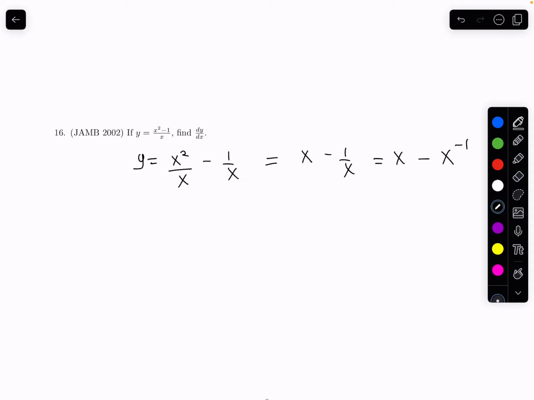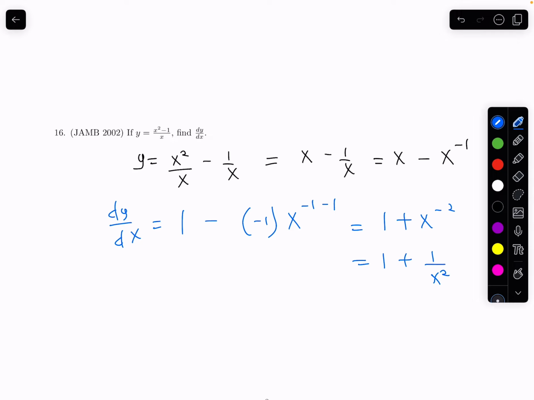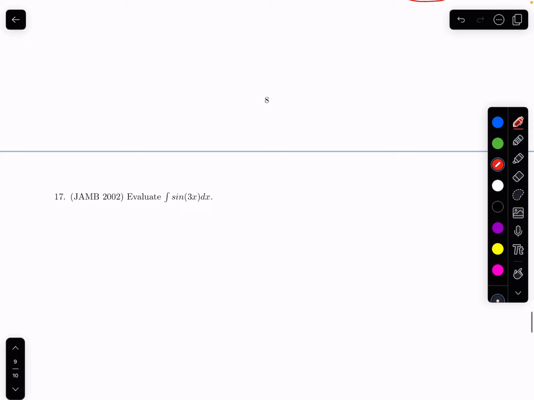So dy/dx is just going to be the derivative of x, which is 1, minus the derivative of x to the power of negative 1. I can bring down the power, negative 1 times x to the negative 2. So this is going to be 1 plus x to the negative 2, which is 1 plus 1 over x squared. And that's the solution, that's the derivative.